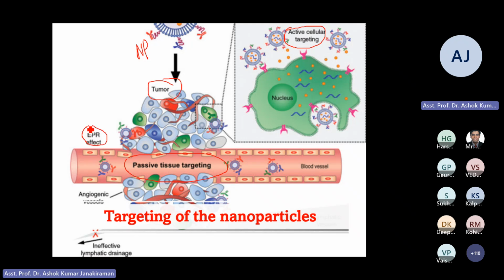What is meant by EPR? It is the enhanced permeation and retention effect. Because the cancer cell area is already damaged and disorganized, it may produce targeting onto the cancer cell. This is passive targeting. Then the second one is active cellular targeting.